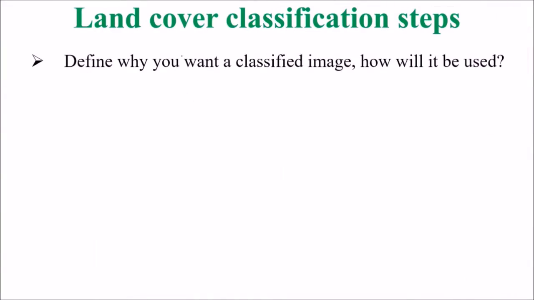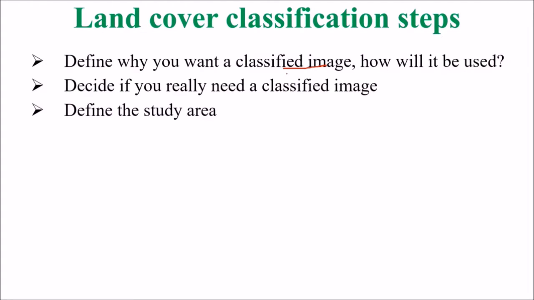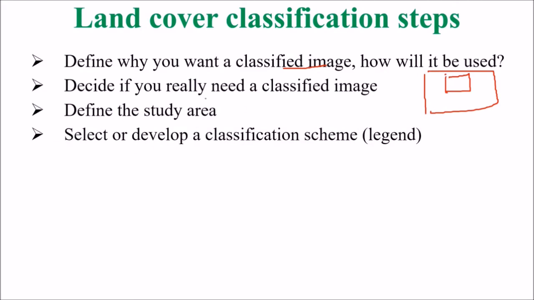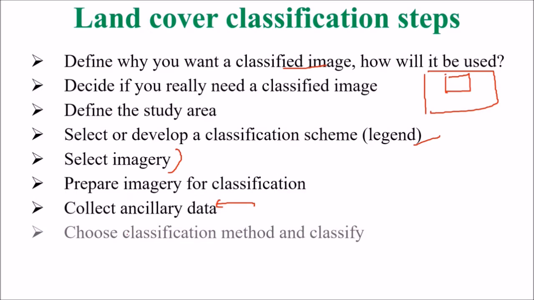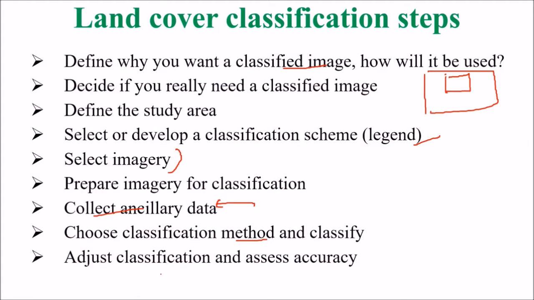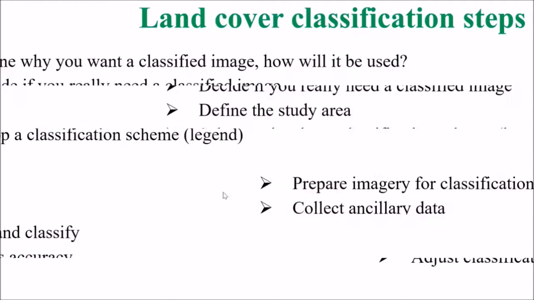So the land cover classification steps involve, first we have to define why we want a classified image, and how you are going to use it. So decide if you really need a classified image. For that you have to define the study area, because an image can be large. You are interested only in this region, so a study area has to be defined. Then you have to select or develop a classification scheme, how many classes you want. Then you have to select the imagery, because classification will be done on the imagery, and those imagery pixels will be classified. Then you have to prepare imagery for classification, and if ancillary data is available, collect that data. Choose from this collected ancillary data. After that, the method you need to employ for classification, and then you adjust the classification, and then you can check the accuracy, like the kappa coefficient, etc.